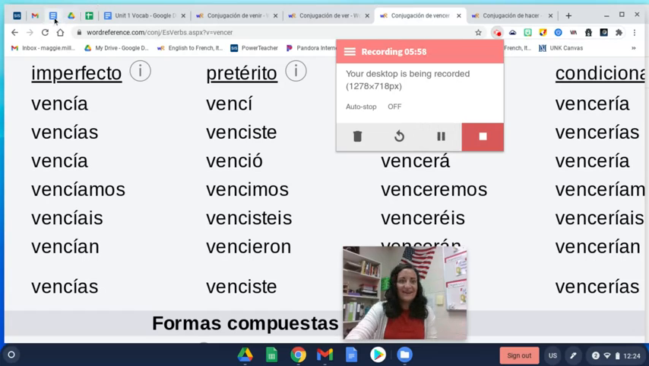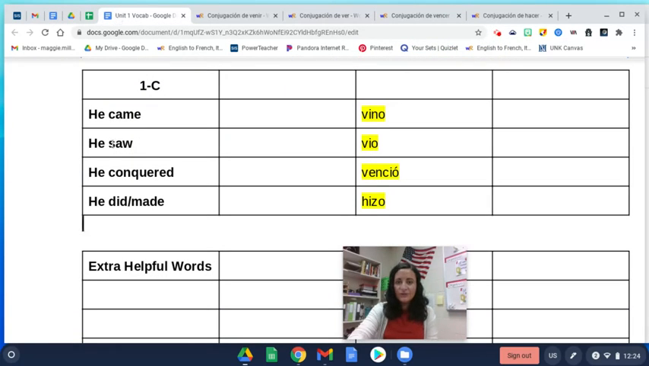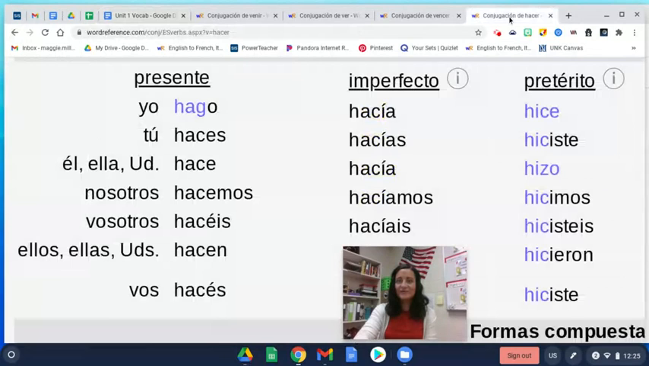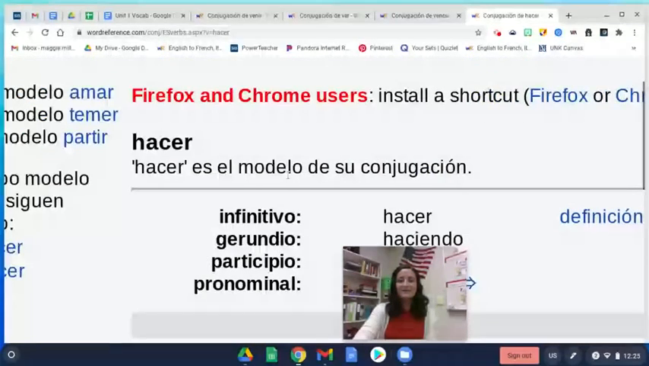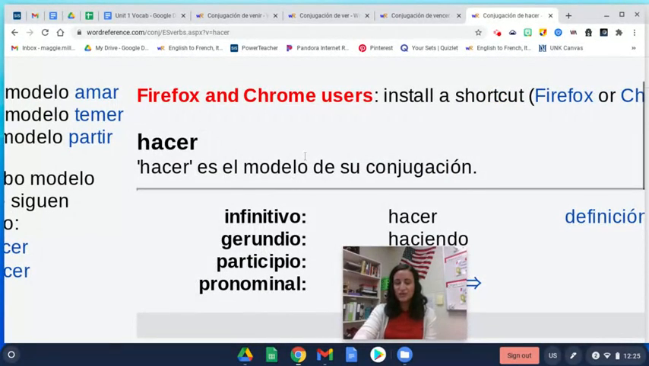All right, then the final new word, and it's not really even new, but the final word on 1C is he did or he made, and that is hizo. Hizo. Now think for a second, what is to do or to make? You know this verb already. So it comes from the verb hacer. Bueno, hacer, right here, which means to do or to make.